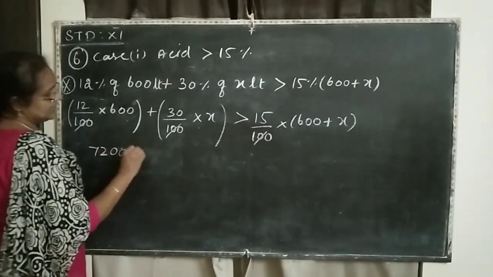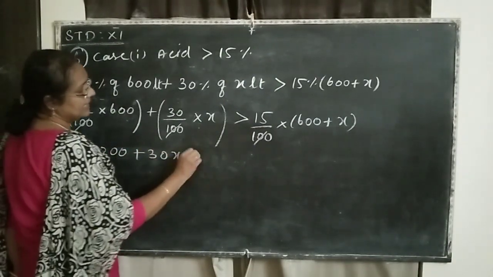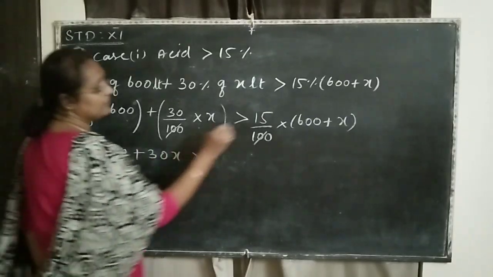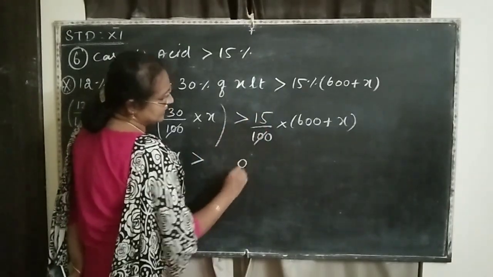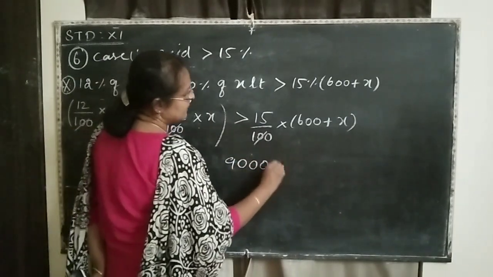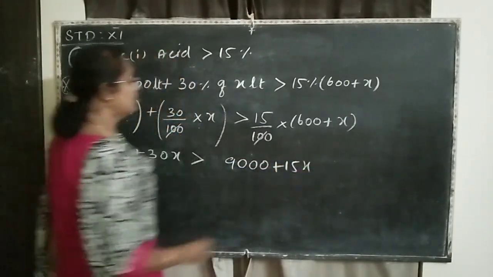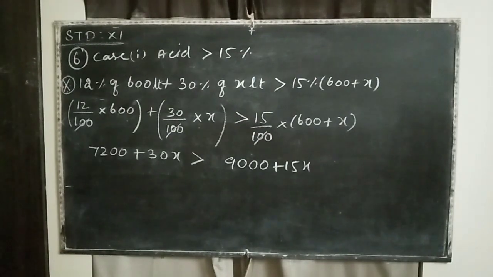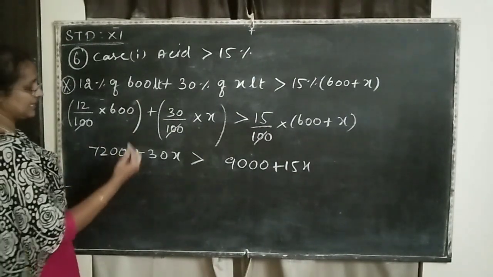7200 plus 30x is greater than... So what will be now? 6 5s are 30, 9000 plus 15x. Yes or no? Now I need the value of x, isn't it? So I am going to bring the x towards this side.